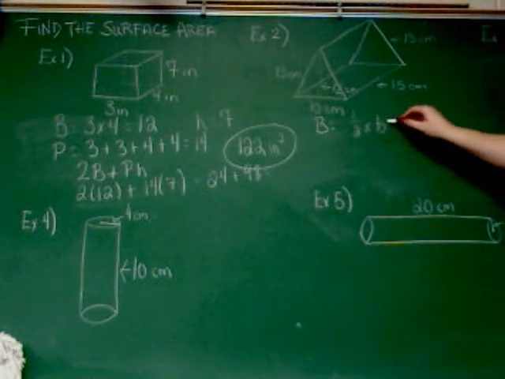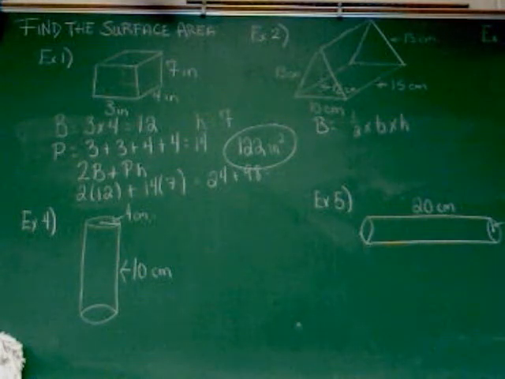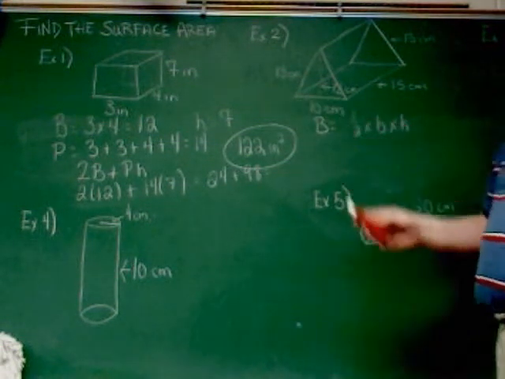Times its base times its height. And all of a sudden we have a lot of B and H's involved in this problem. Again, we're talking about just the triangle at this particular moment in time, not the whole prism. So, if we're looking at the triangle, the base, that's going to be this side here. Well, if you look in the illustration, base is 10.